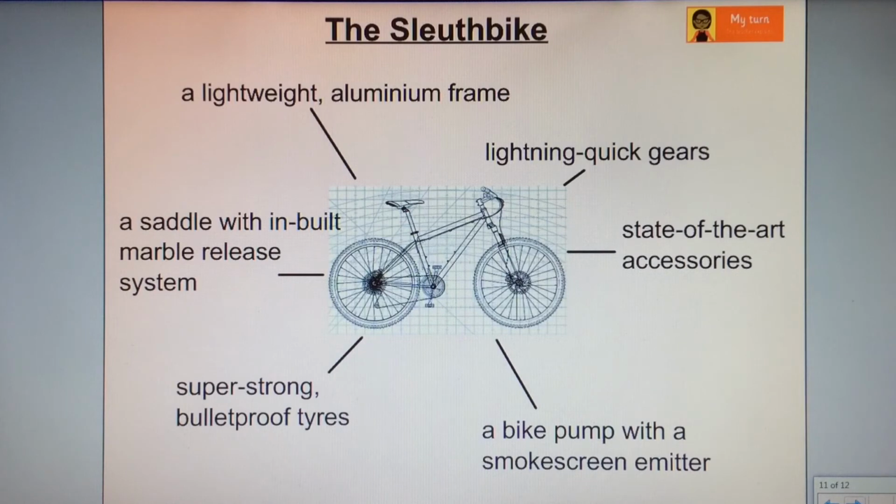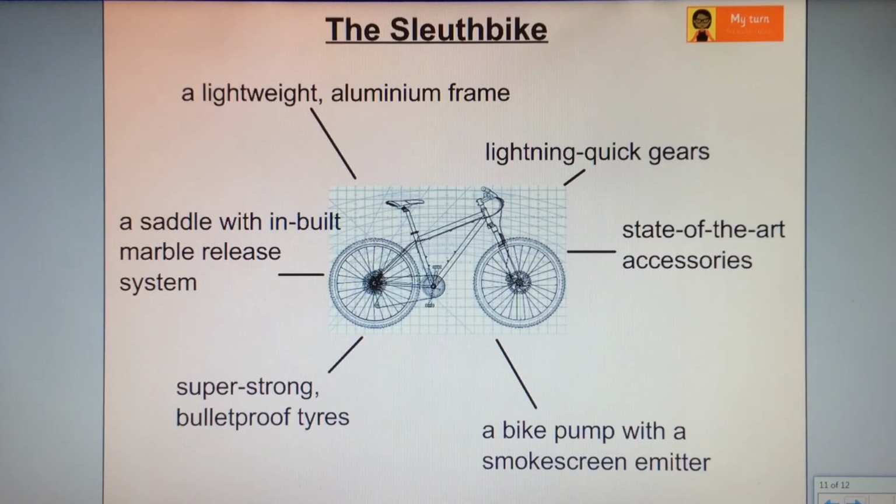So for my example, I've chosen to describe this gadget, a sleuth bike, which I think would be perfect for a young spy. So I've chosen to lay mine out like this with a picture in the middle and my description around it. Remember, we're not writing in full sentences today, we're just gathering some description. So you could write it like this as a sort of spider diagram. You could do a quick sketch of your gadget in the middle, or you could just bullet point list your descriptions as a list. You don't have to put a drawing in the middle.